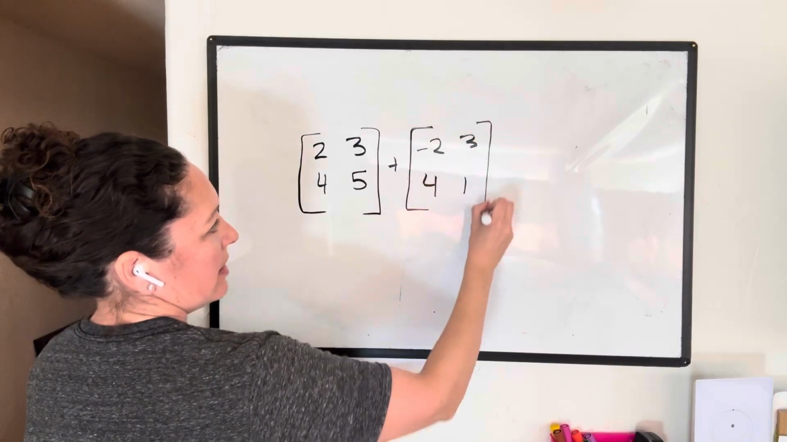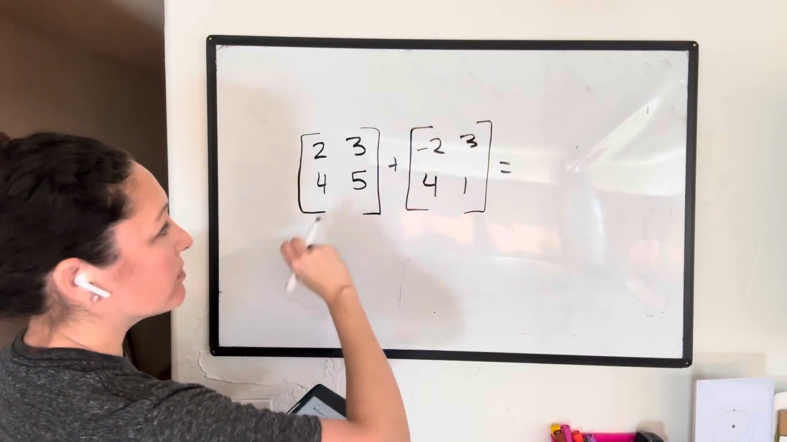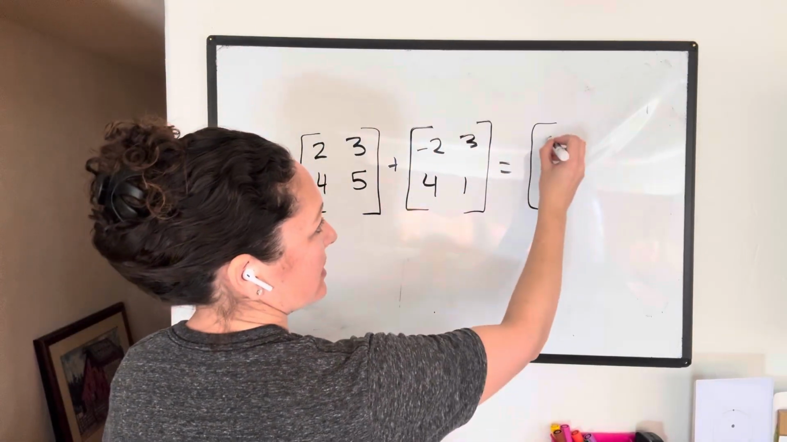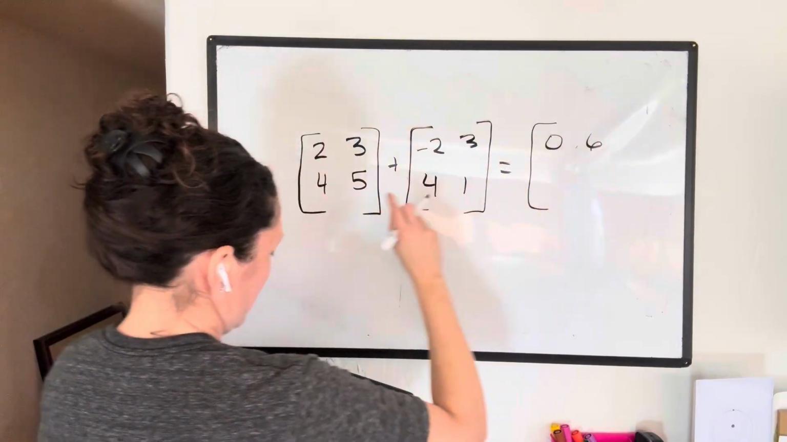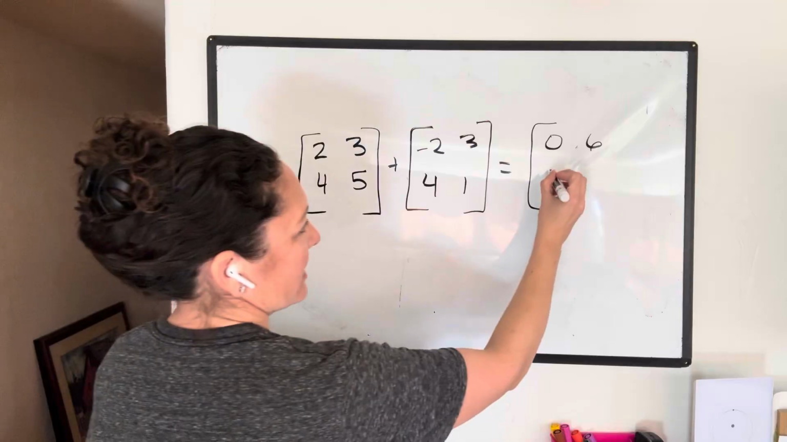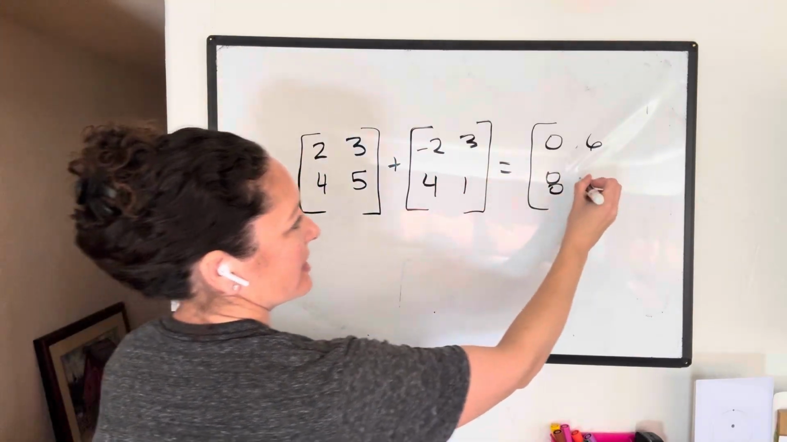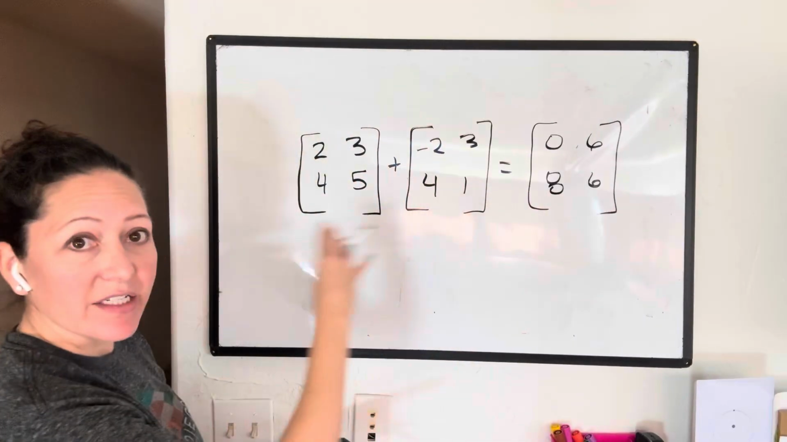Okay, and then we're just adding them straight across, right? So 2 plus a negative 2 gets you to 0. 3 plus 3 is 6. 4 plus 4 is 8. And 5 plus 1 is 6. So there you go. That is just adding together.